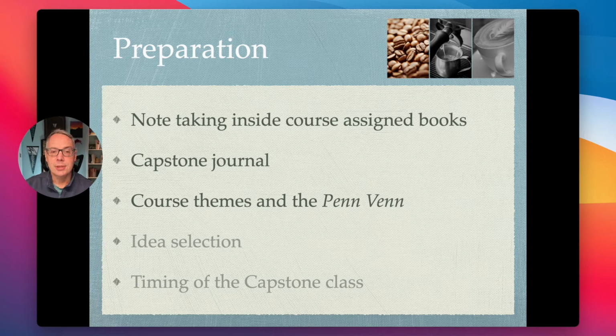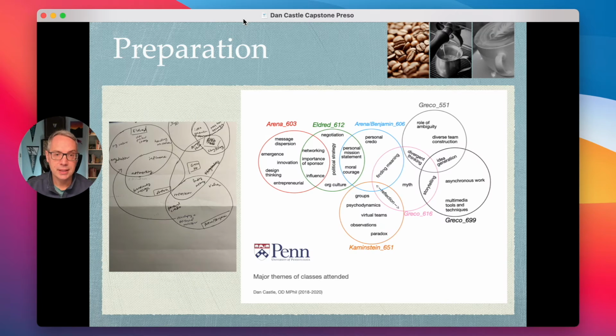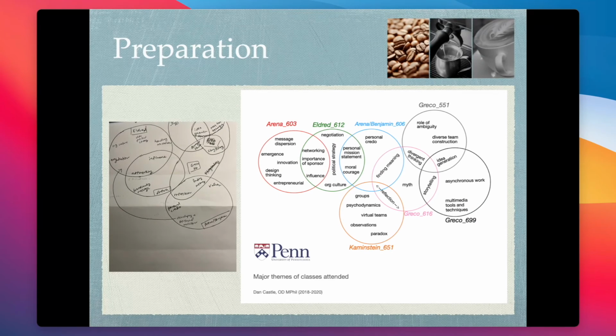The third thing I'll talk about is something called the course themes and the Penn Ven. The Penn Ven is an artifact that I created early in my academic experience at Penn, and it looks something like this. Now, if you look at this and you say, what am I trying to accomplish here? Let me spend a minute and describe what I've done. The left-hand side here is really a very preliminary sketch of the Penn Ven. And as you can see on the more finished right-hand side, I've tried to lay out the specific class and the instructor that I had.